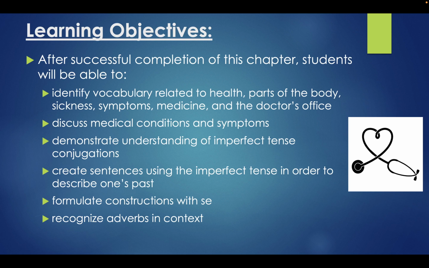Some grammar points in this chapter. We'll be working on the imperfect tense, which is the second of the two past tenses in Español. We'll also be discussing constructions that involve se in Spanish and using some adverbs in context as well. Additionally, I hope that you'll be able to describe some medical conditions and symptoms and create some sentences using the imperfect tense in order to describe your past. So that is our goal.